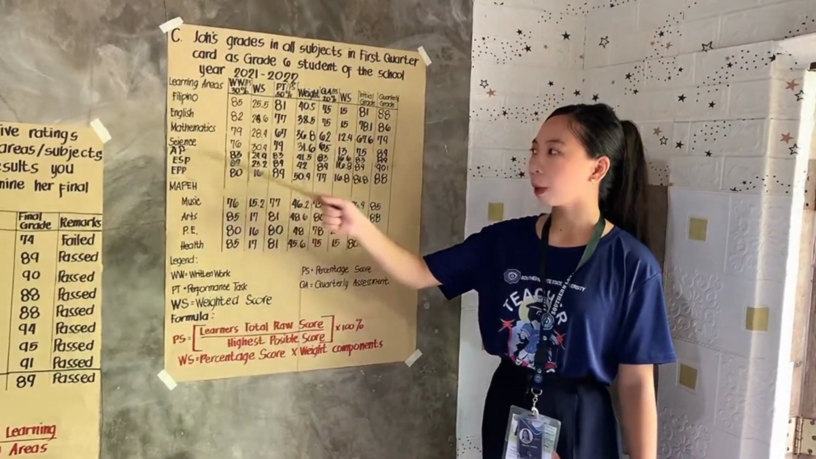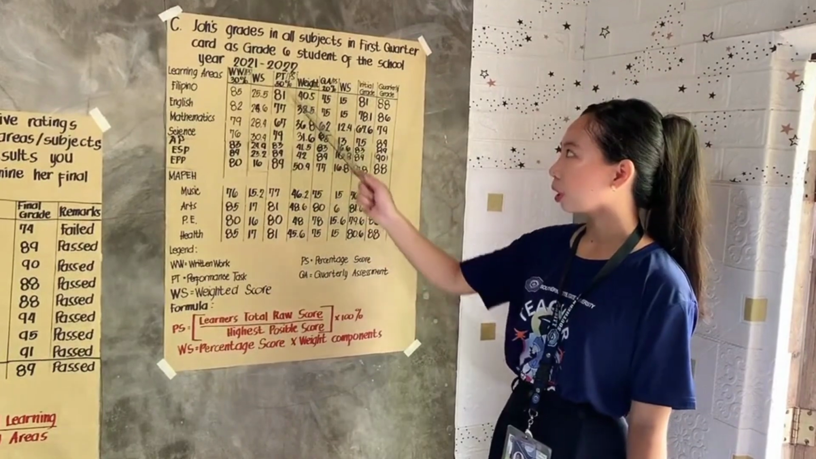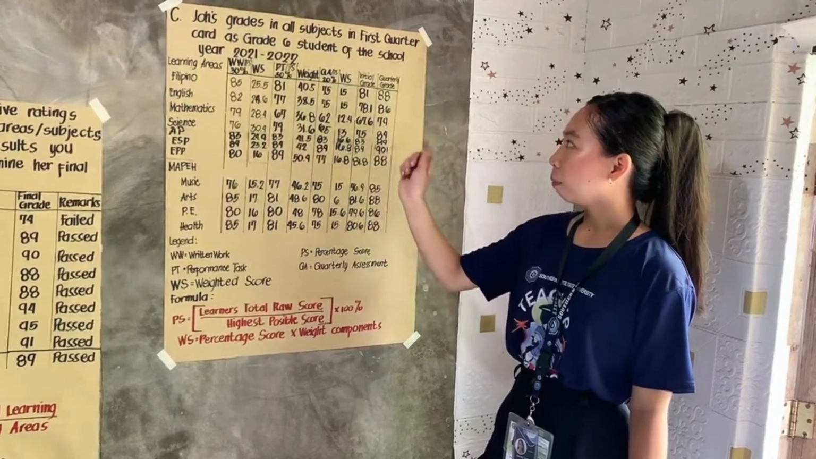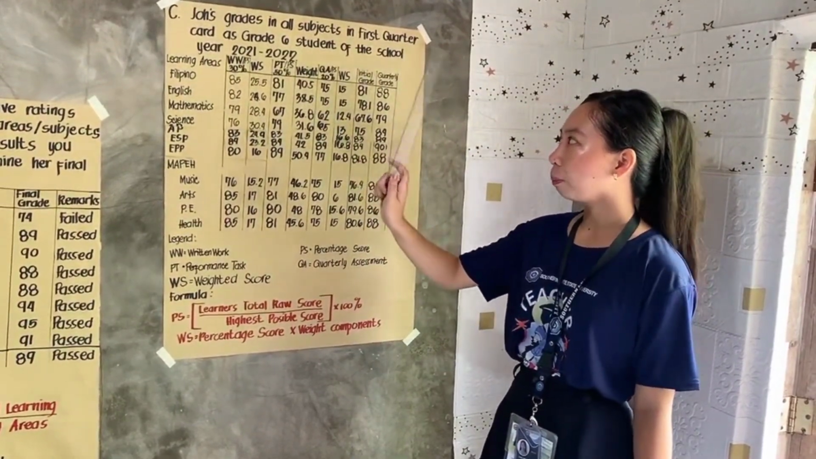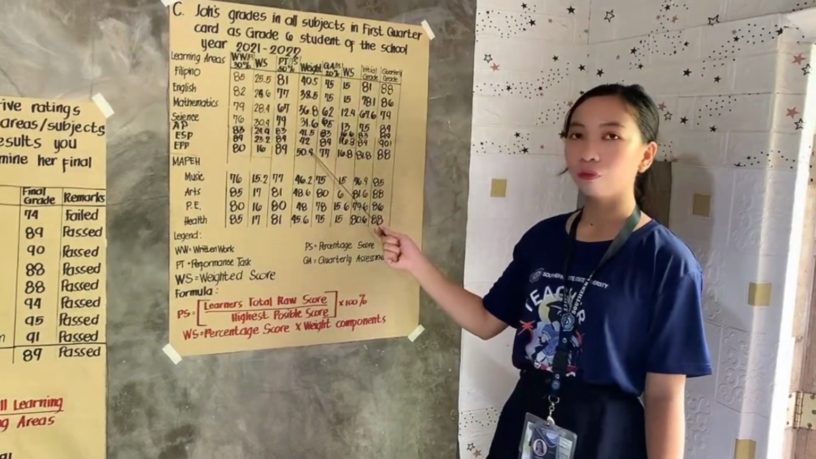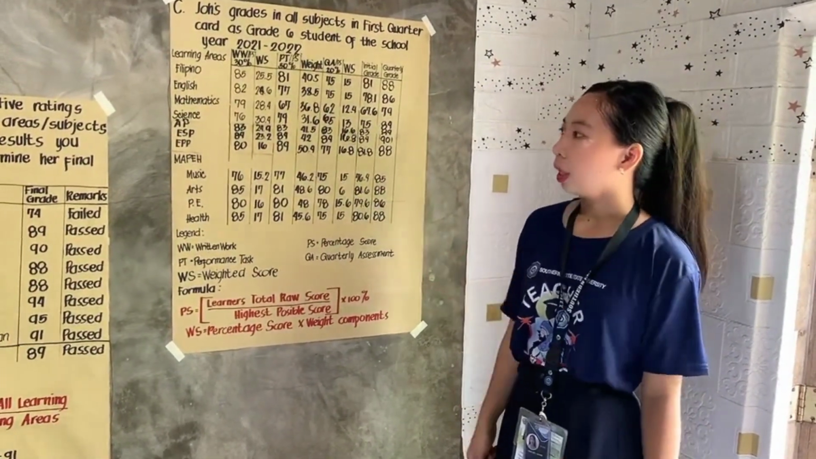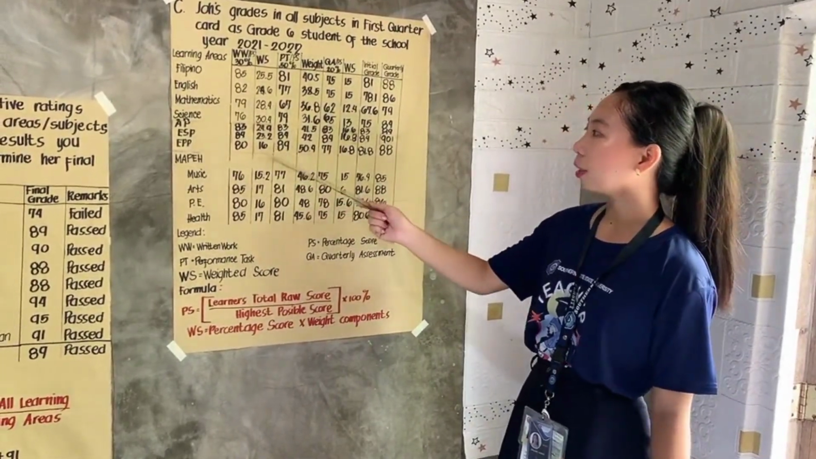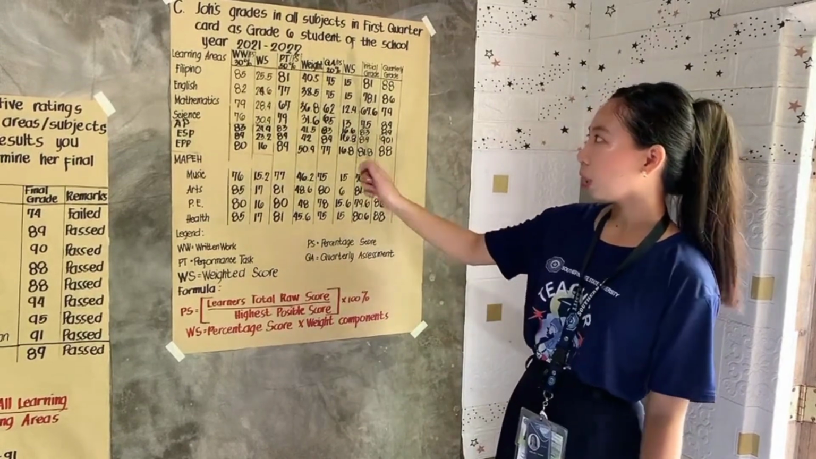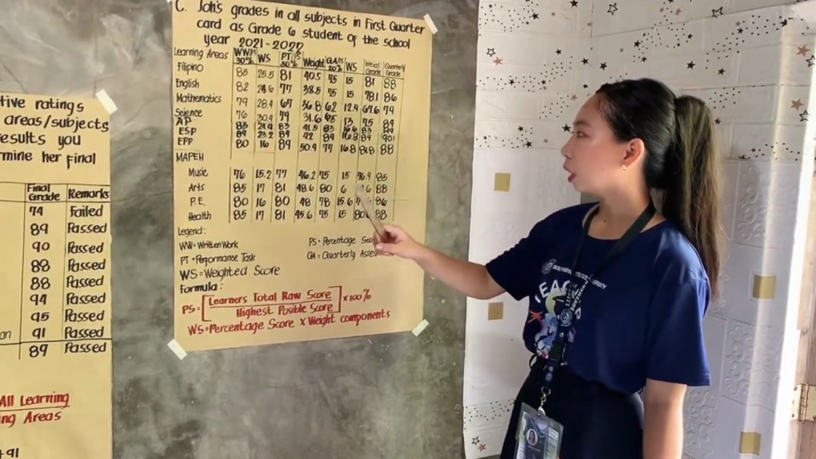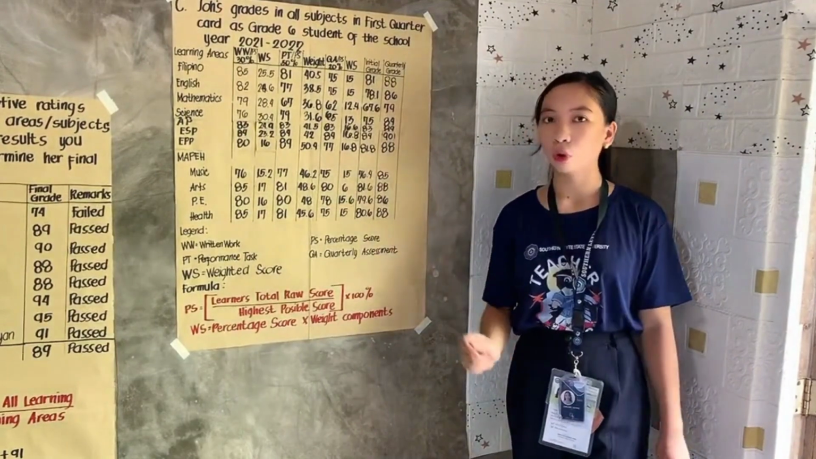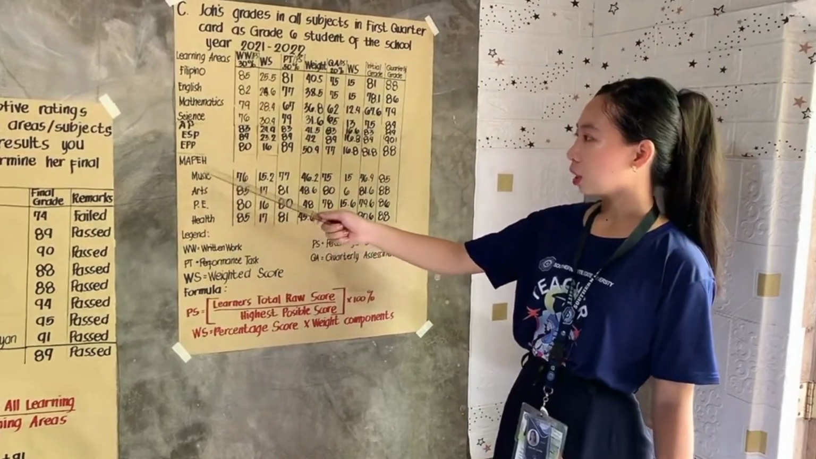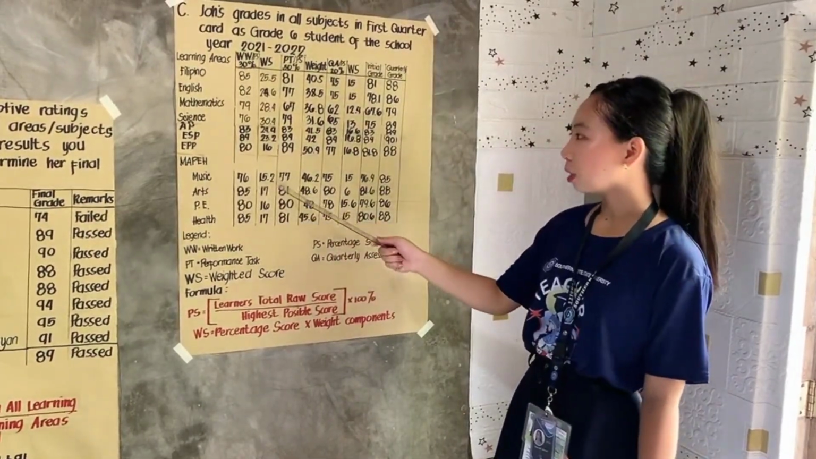In Edukasyon sa Pagpapakatao, he got 84 in performance task for the percentage score, multiplied with 0.50, he got 42 as a weighted score. In Edukasyong Pantahanan at Pangkabuhayan, he got 89 multiplied with 0.50, he got 50.4 as a weighted score. And in MAPE, especially in music, he got 77.